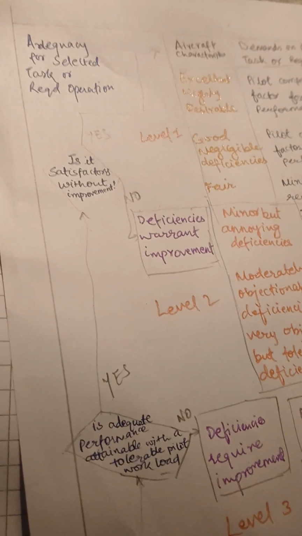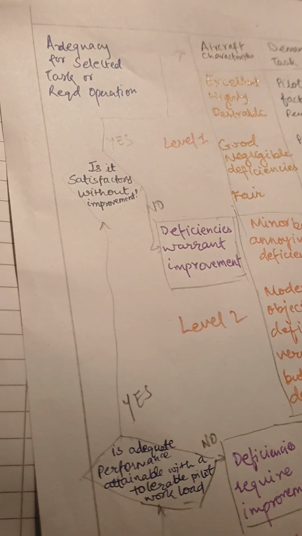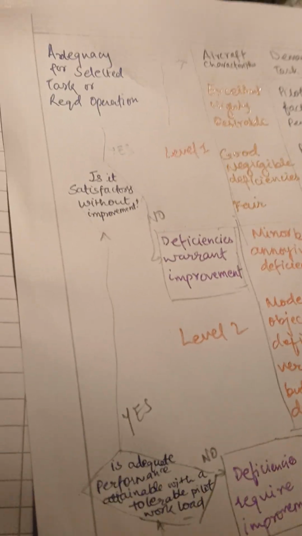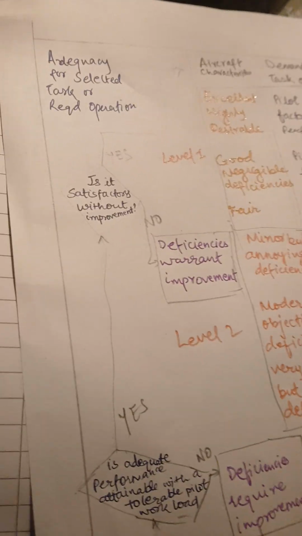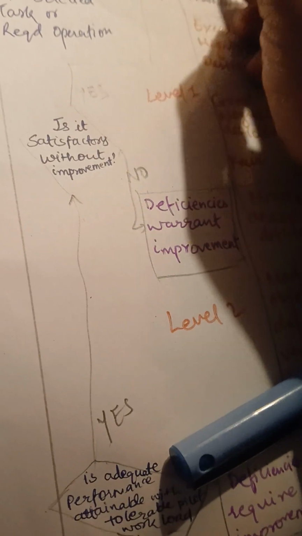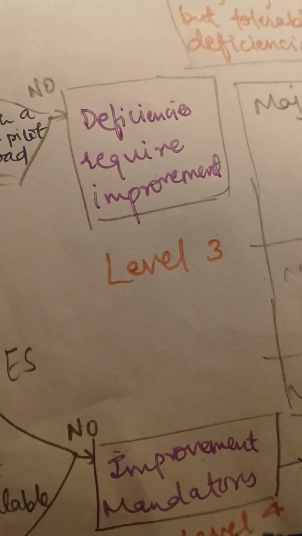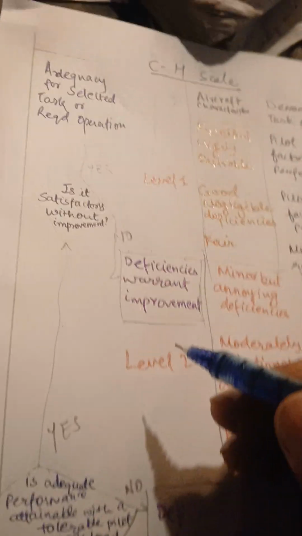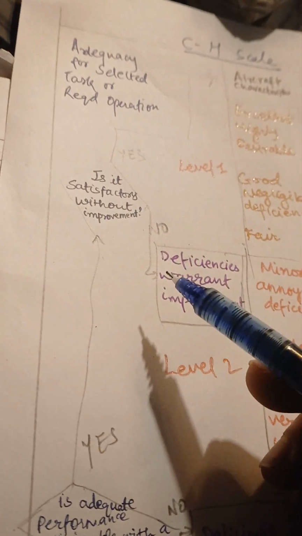So now we are going to study about the Cooper Harper scale, that is the CH scale. What is that? The Cooper Harper scale has 4 levels: level 1, level 2, level 3 and level 4. First and foremost thing that is going to be asked is the adequacy for the selected task or required operation.